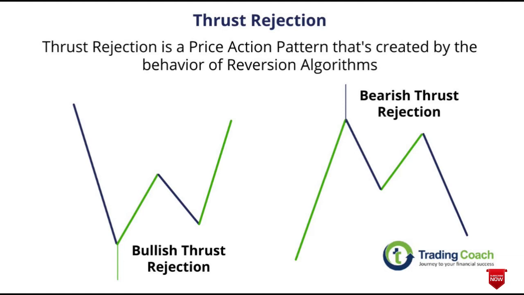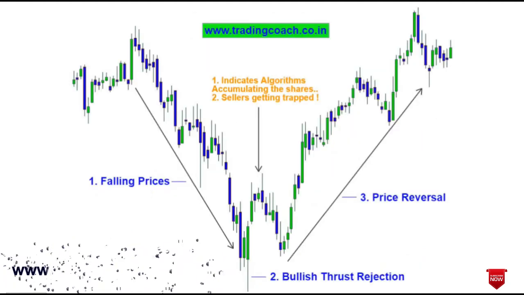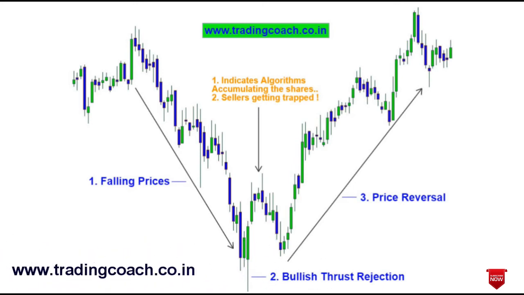Let us look at how this particular pattern looks on the chart. Here is a screenshot of the bullish thrust rejection pattern. Let me walk you through the anatomy of this pattern step by step. First of all, you will have a falling market. The market prices will be falling down.